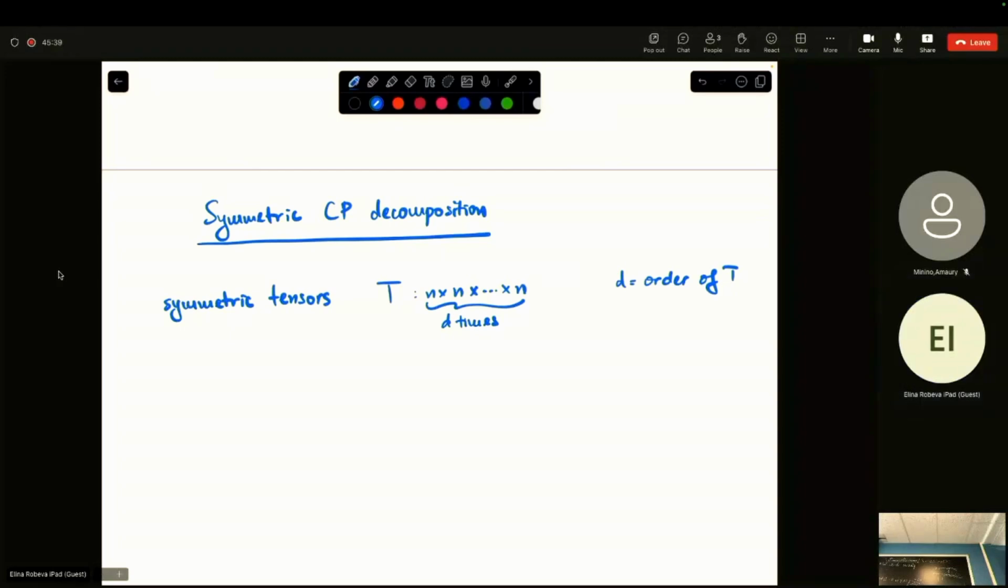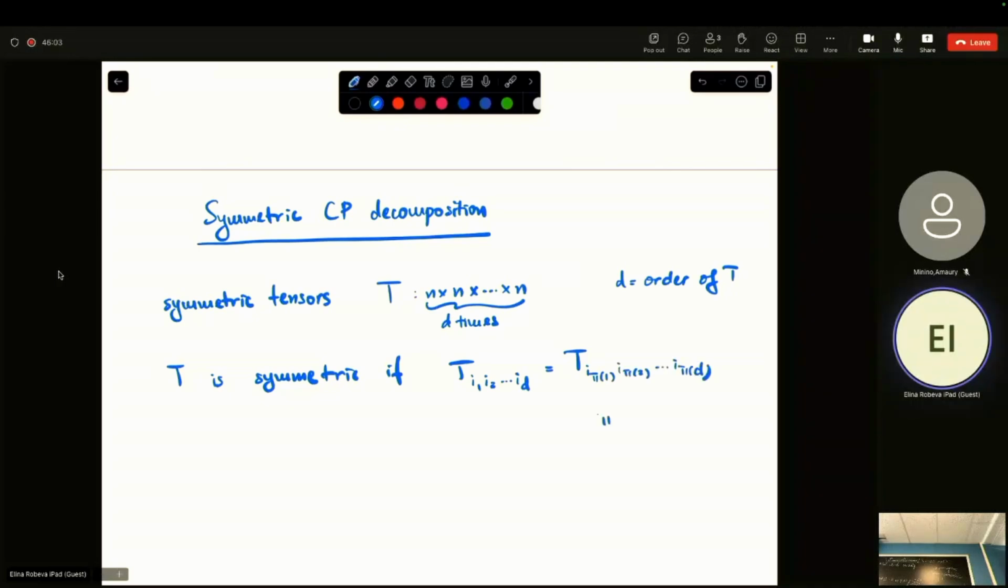And then T is symmetric if, when you take one entry, I1, I2, up to ID, and you permute it by a permutation pi, so this is a permutation in the symmetric group S_D on 1 through D. So if I permute the indices, then the entry remains the same.